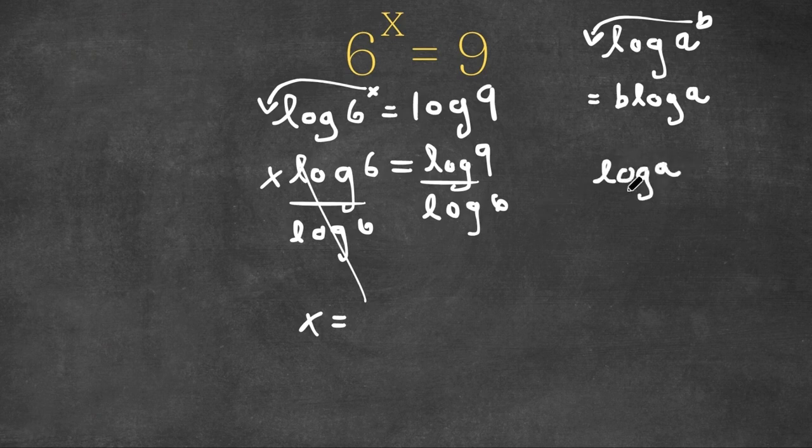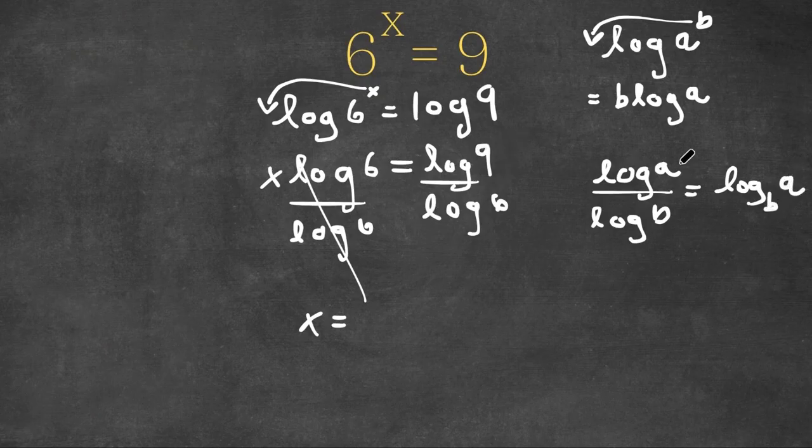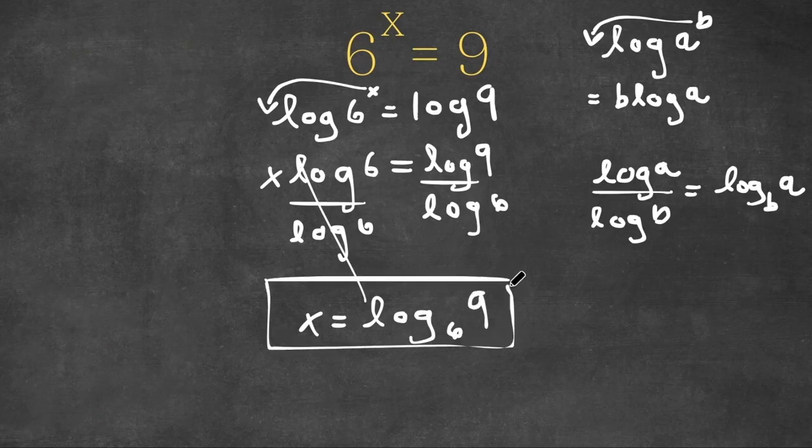However, if we have a logarithm in the form log a over log b, this is also equal to log base b of a. So we can think of 9 as a and 6 as b, meaning x would equal log base 6 of 9. So this is our answer.